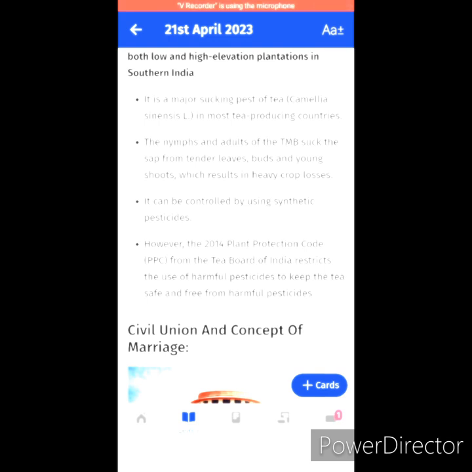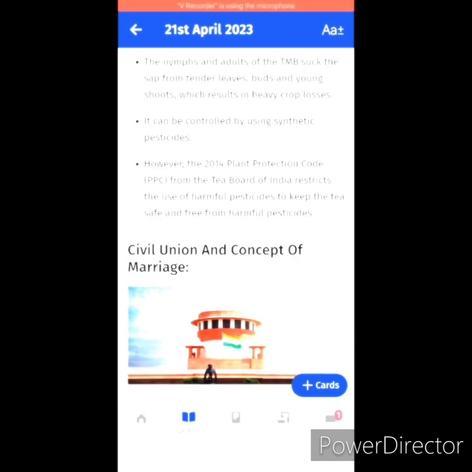However, the 2014 Plant Protection Code from the Tea Board of India restricts the use of harmful pesticides to keep the tea safe and free from harmful pesticides.